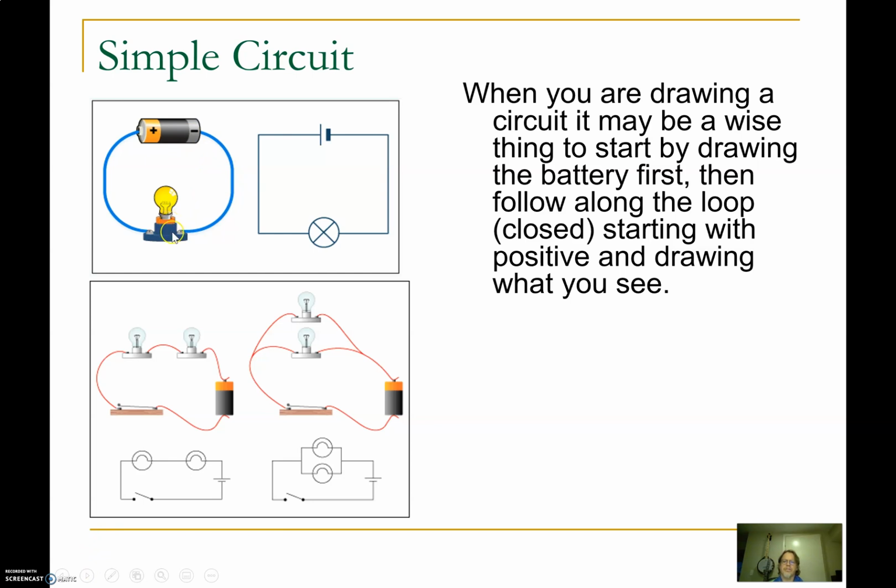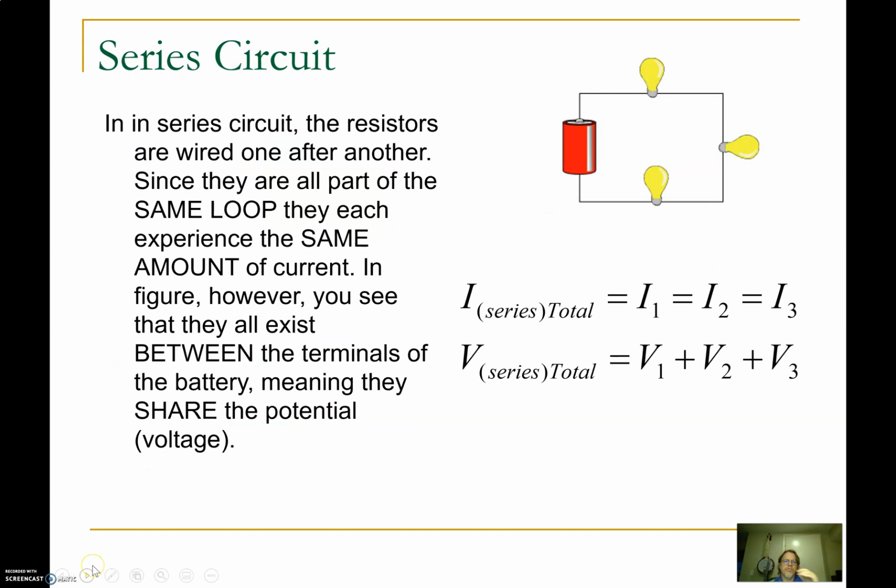On the lab you're going to do, if you choose to do so, you can do a series and you're going to do a parallel. It doesn't have to look exactly like this. This is just one way to hook it up. You can put your switch in there if you want to, whatever you choose. Okay? So there's your series.